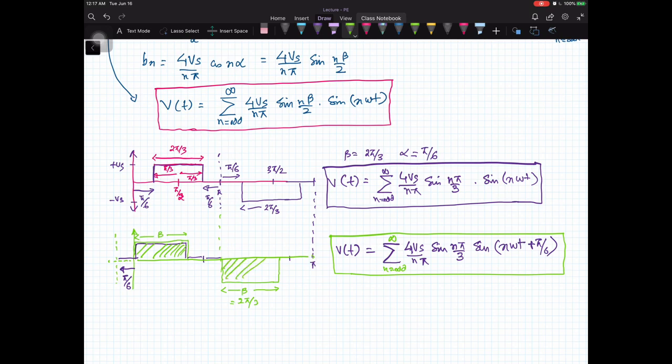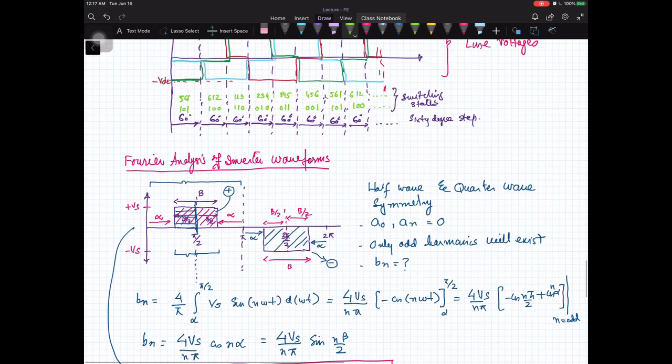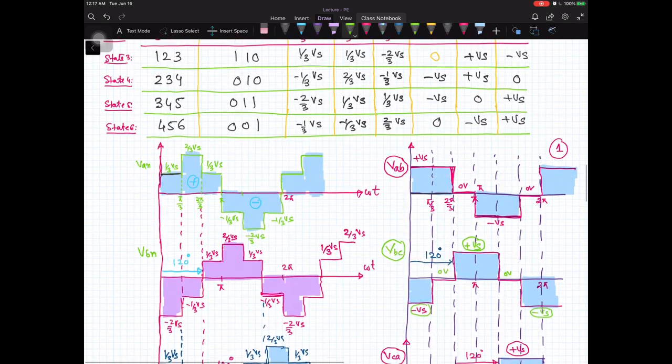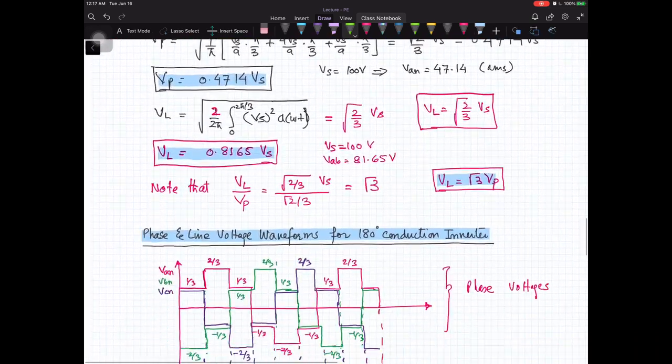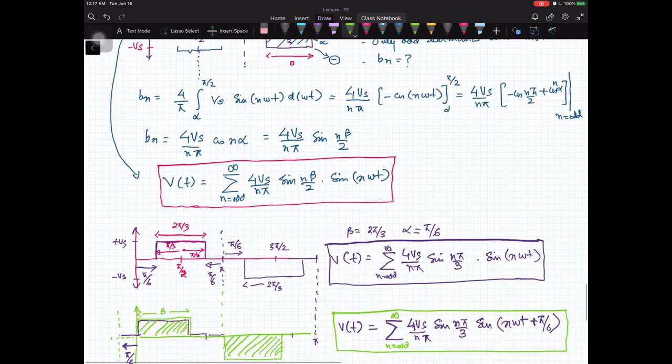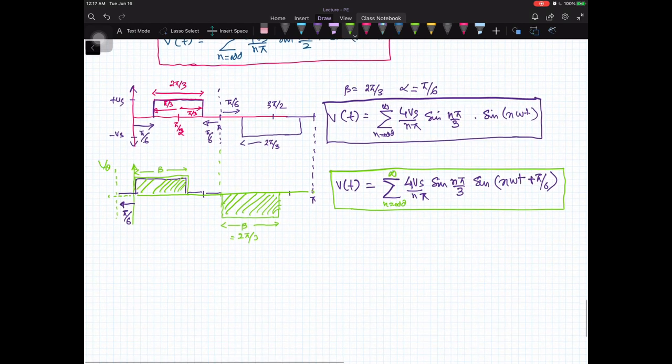If you compare it with this waveform, if I move up, so just compare it with this one, the waveform 1. So quasi square waveform shifted by the angle of 30 degree will give you the line voltage VAB. So the Fourier series representation of our line voltage VAB is equal to this expression that we have just discussed, 4 Vs by n pi into sine of n pi by 3 into sine of n omega t plus pi by 6.